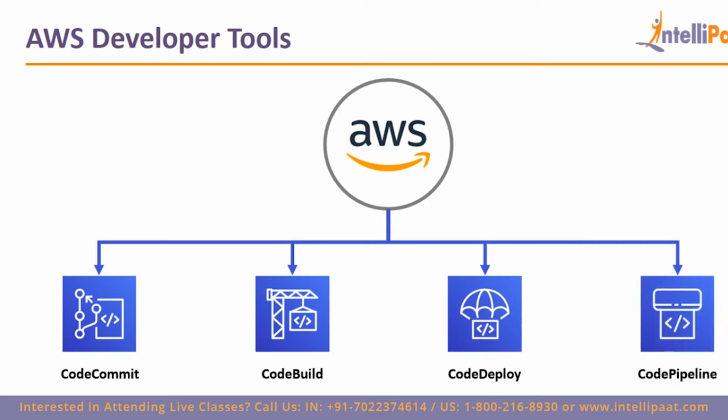These are the 4 tools provided by AWS, guys, and these are the most basic tools. There are still more tools for developing, but these are the 4 most basic tools for creating a DevOps lifecycle. The first one is CodeCommit, and then CodeBuild, and then CodeDeploy and CodePipeline. So let us discuss them. Let's discuss these developer tools in detail now.